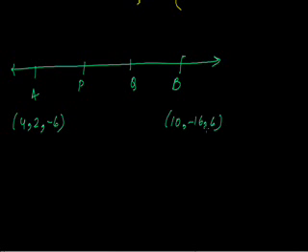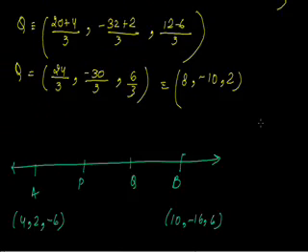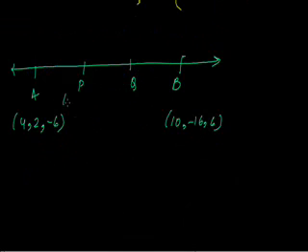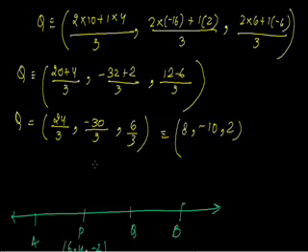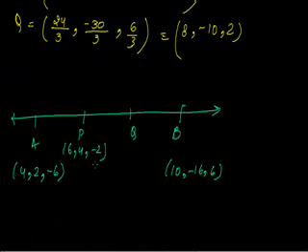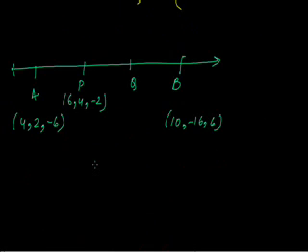When we calculated the coordinates of point P, we assumed the ratio as 1 is to 2, and we got 6, -4, -2. And when we calculated the coordinates of the point Q, we took the ratio as 2 is to 1, and the calculated coordinates of point Q are 8, -10, 2.